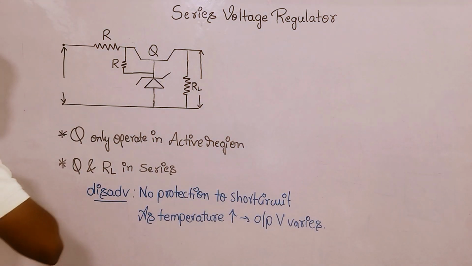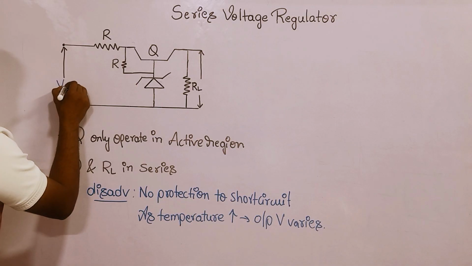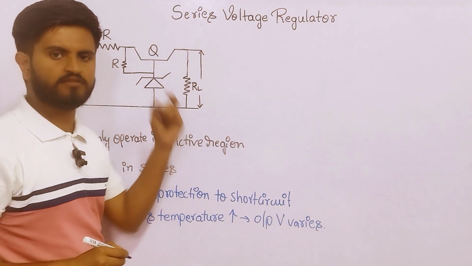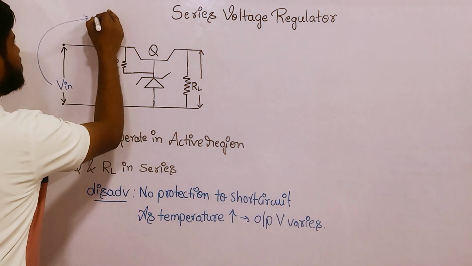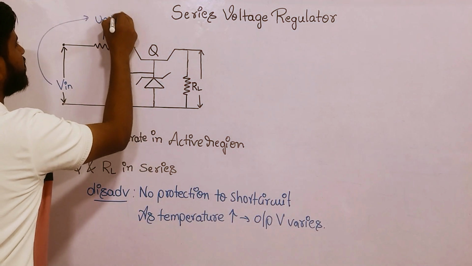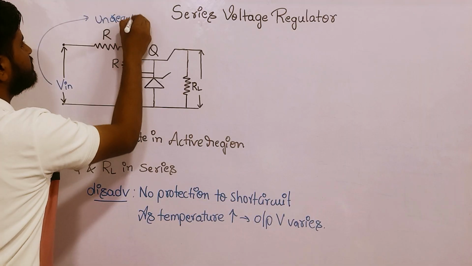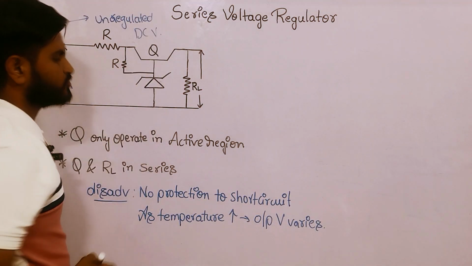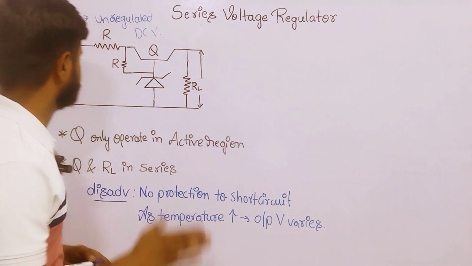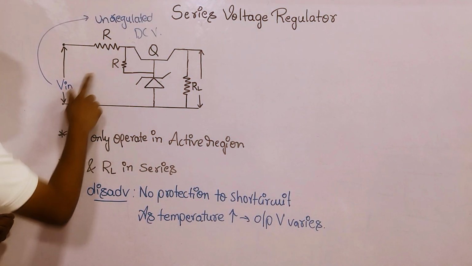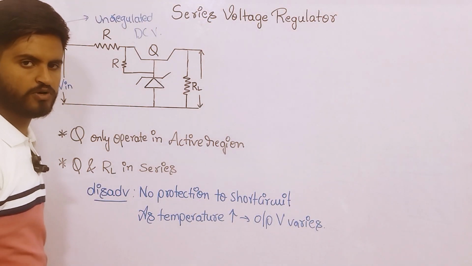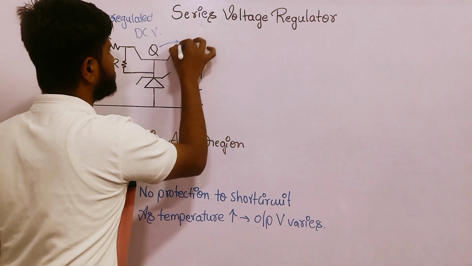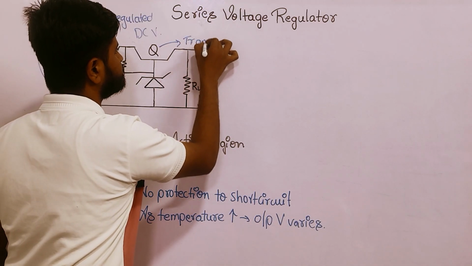If you see here, on the input side, I will call it V in, and this voltage which I am taking as an input will be the unregulated DC voltage. DC means direct current voltage. Now this is the resistance, the same resistance will be flowing here, and Q will be the transistor that I will be using here.